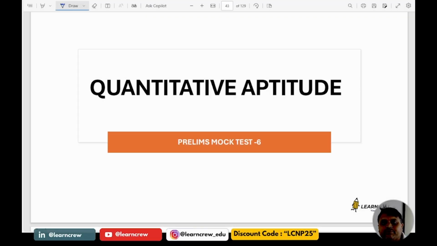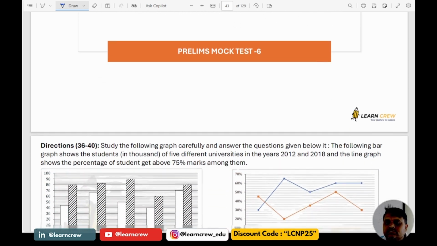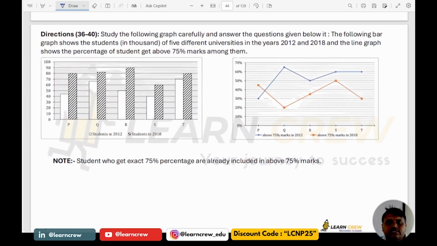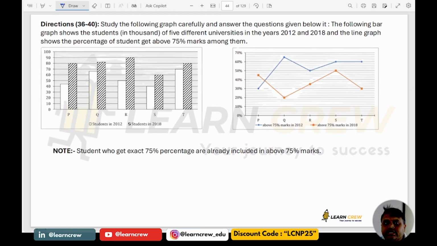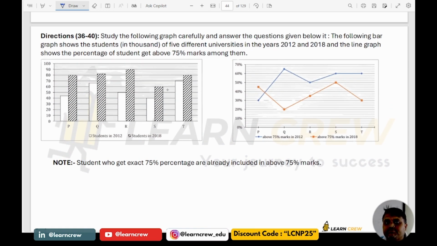Today's quantitative aptitude paper explanation of your prelims mock test 6. Let us once see the questions. Questions 36 to 40. Mixed charts are given, with different types of graphs.